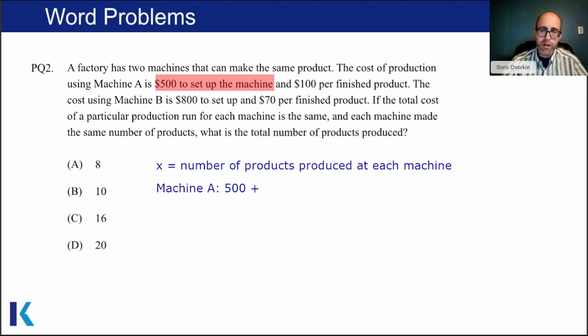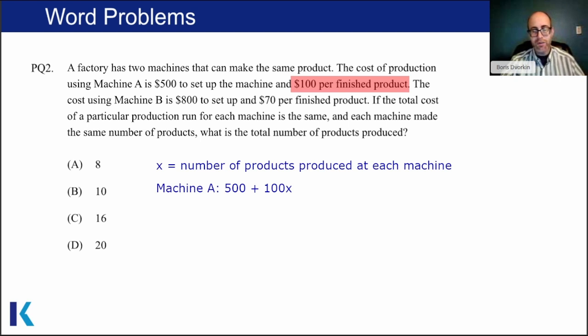Then it says $100 per finished product. Let me know in the chat, folks, how do I translate that phrase? Nice job here, Raksha. Very good, Sydney and Jana. It's going to be 100x because we decided to let x be the number of products produced. Each one costs 100 bucks, so you multiply 100 by the number of products produced, and that's 100x.